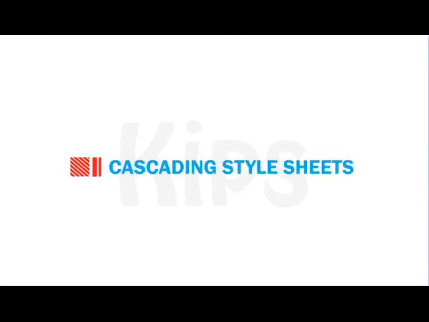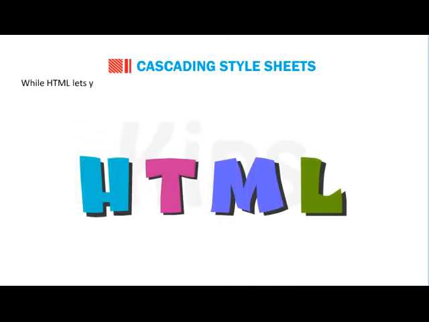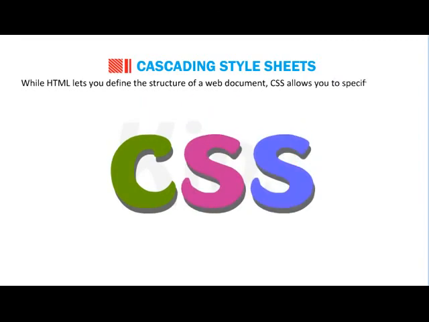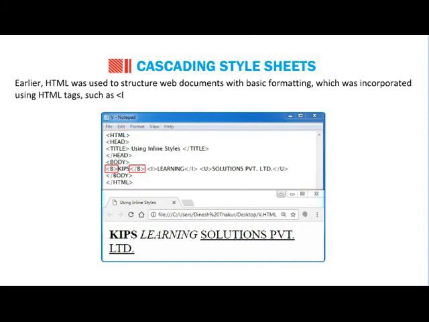Students, now let us talk about cascading style sheets. Cascading style sheets is a collection of rules called styles that affect the visual appearance of a web page. While HTML lets you define the structure of a web document, CSS allows you to specify how the structural elements could be displayed. Earlier, HTML was used to structure web documents with basic formatting, which was incorporated using HTML tags such as B or I to mark the specified text as bold or italic.